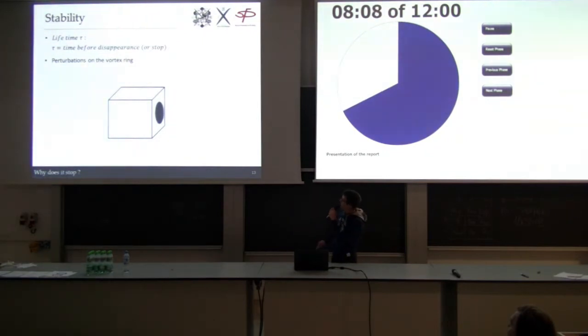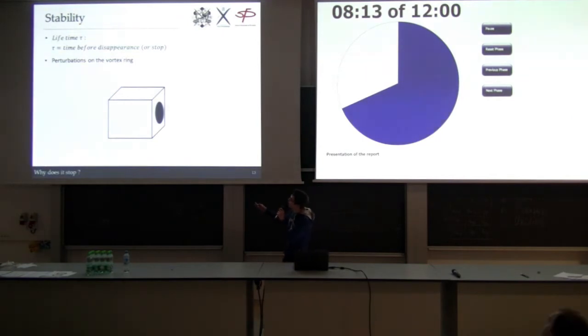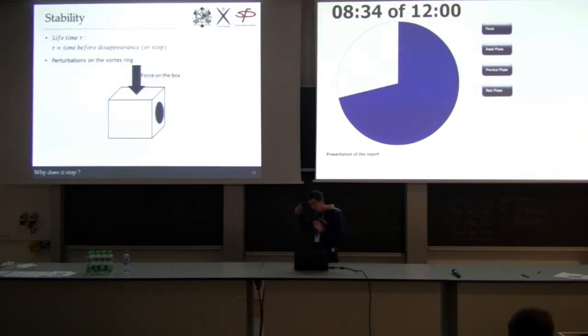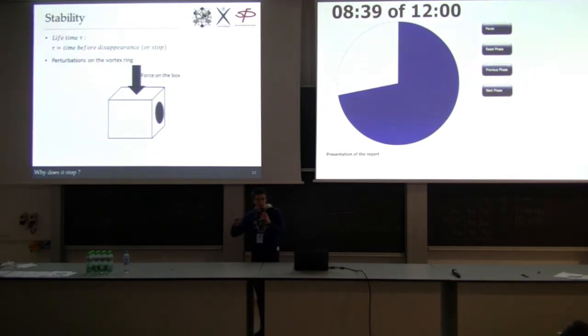Now, the stability. We define the lifetime of the vortex ring as the time before disappearance or stop. And we can believe that this lifetime depends on the perturbation on the vortex ring. That is to say that if I have a box, that is to say a vortex cannon, and we apply a big force on it, we'll get big perturbations on the vortex, and we can believe that the lifetime will decrease as a function of the force that we give to the box.